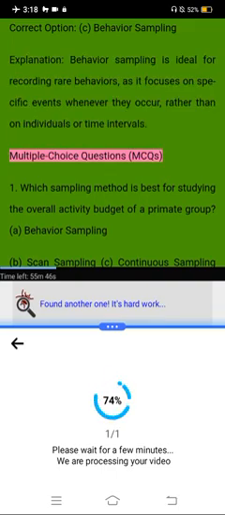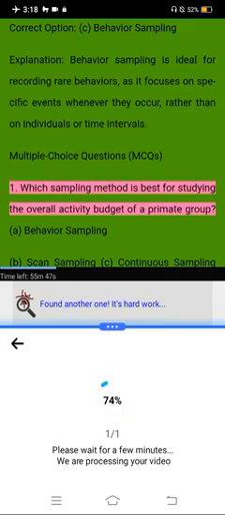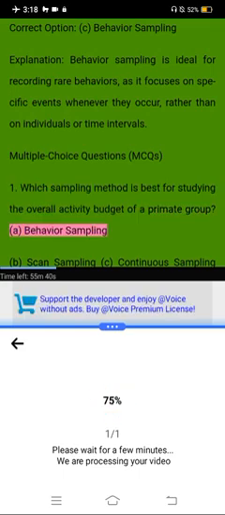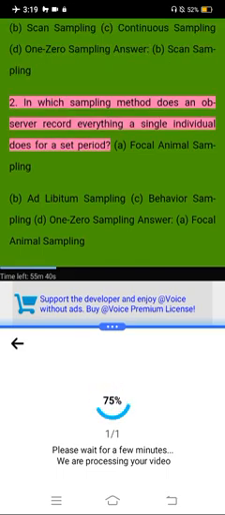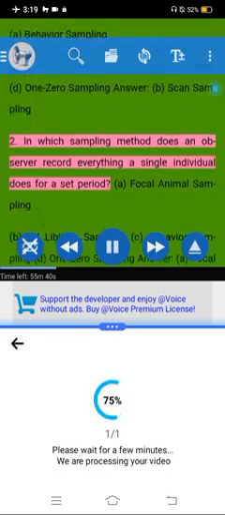Multiple choice questions, MCQs. 1. Which sampling method is best for studying the overall activity budget of a primate group? A. Behavior sampling. B. Scan sampling. C. Continuous sampling. D. 1-0 sampling. Answer: B. Scan sampling. 2. In which sampling method does an observer record everything a single individual does for a set period?